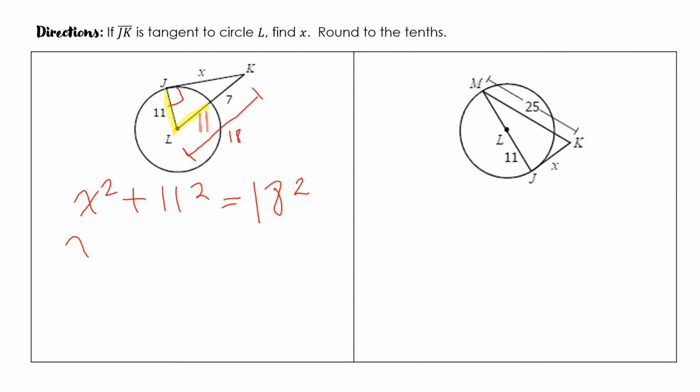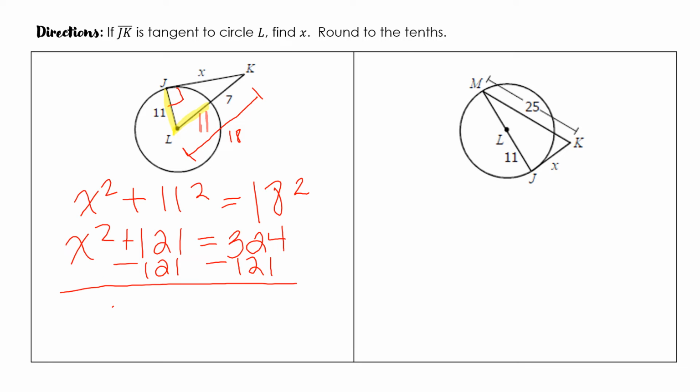All right, so we're going to do x squared. 11 squared is 121, 18 squared is 324. Now we're going to subtract 121, which gives us x squared equals 203. And then we will use a calculator to do the square root of 203.